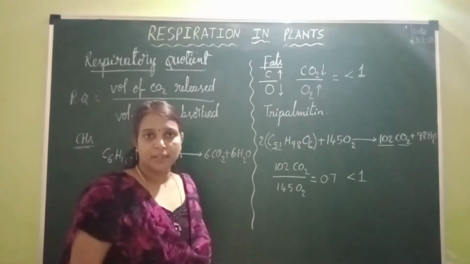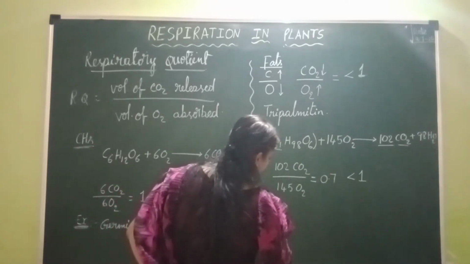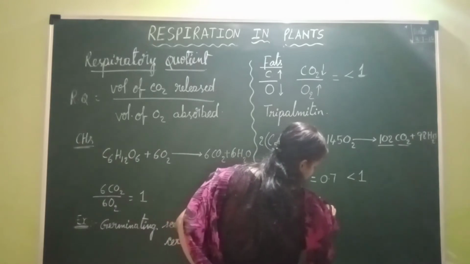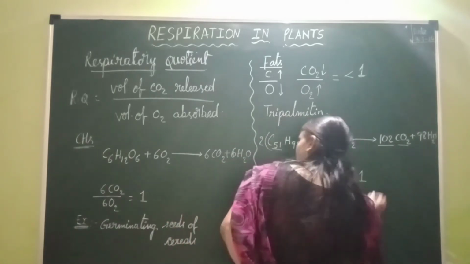The best plant materials to study the RQ value of fats are germinating fatty seeds, like castor seeds and rape seeds.